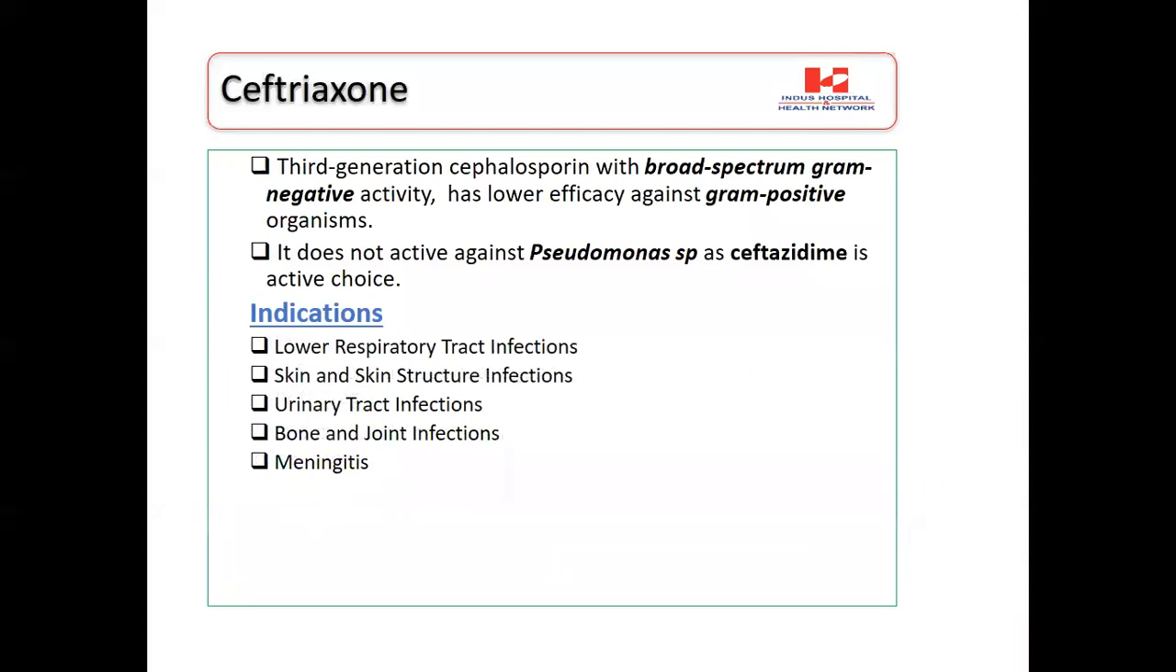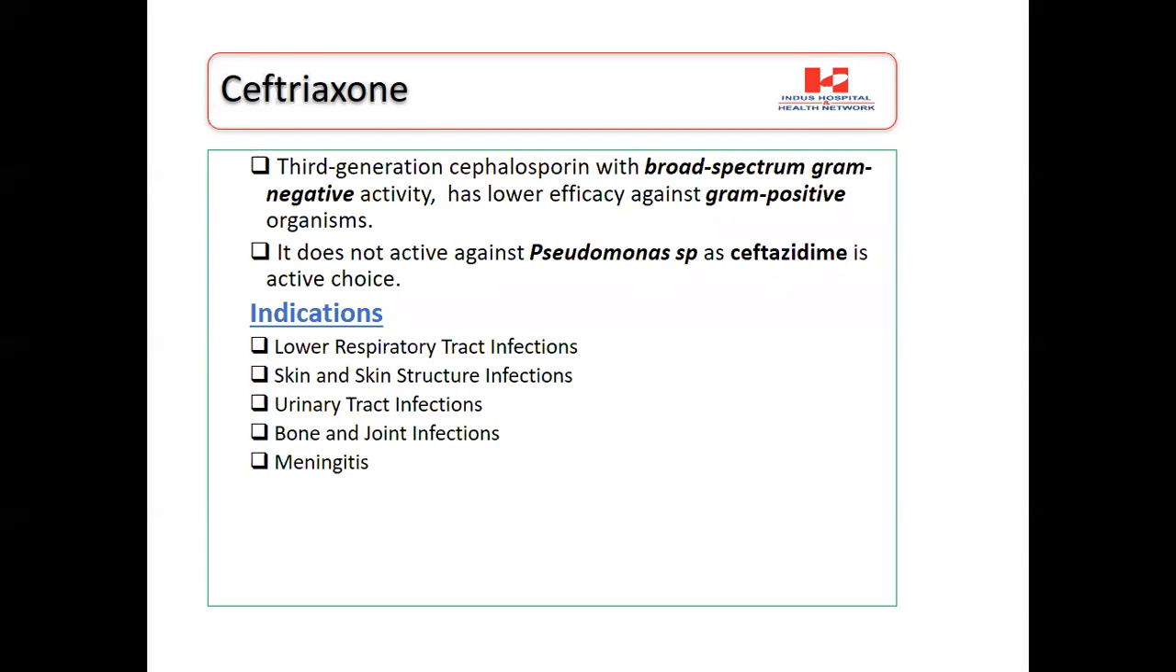Okay, ceftriaxone, another example of a third generation cephalosporin. It's a broad spectrum, gram-negative cover, and has a lower efficacy against gram-positive organisms. But keep in mind that this third generation cephalosporin does not cover Pseudomonas, because ceftazidime is the drug of choice which is covering Pseudomonas bacteria.